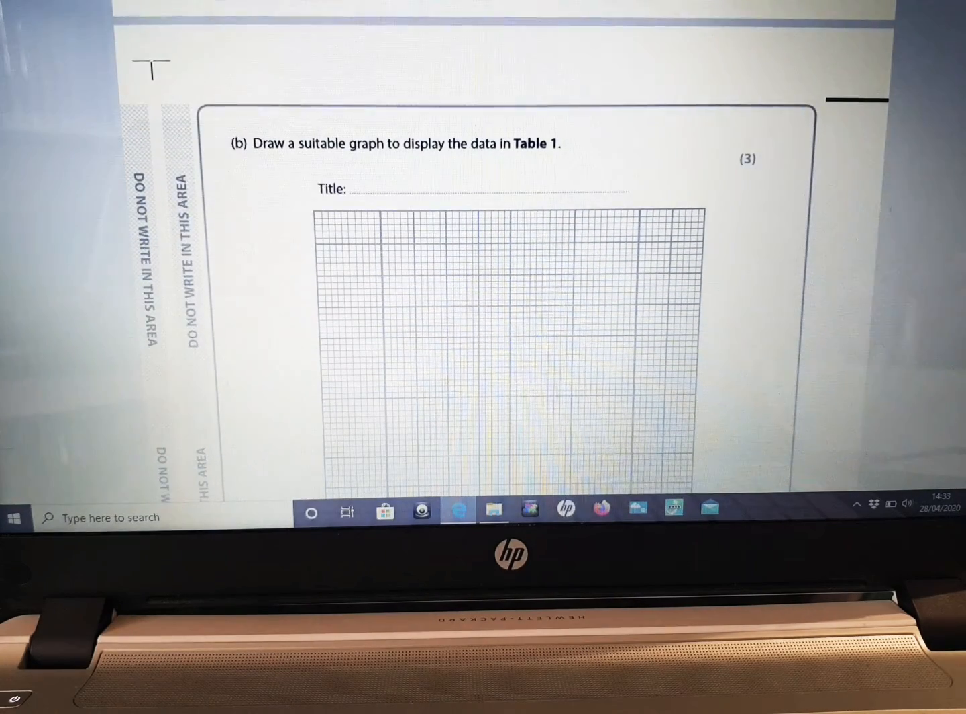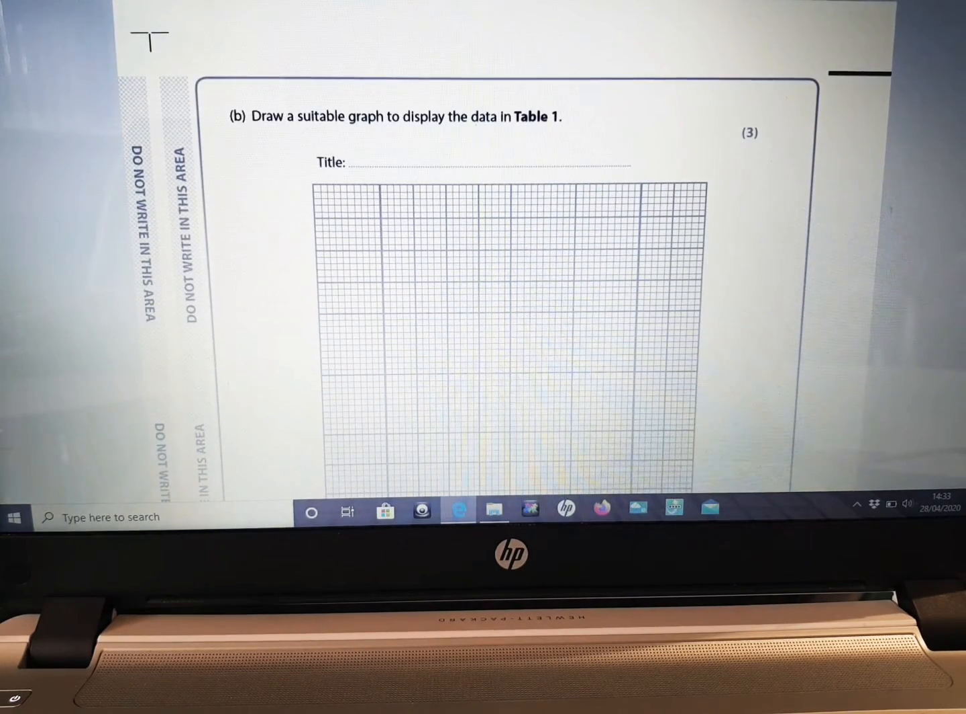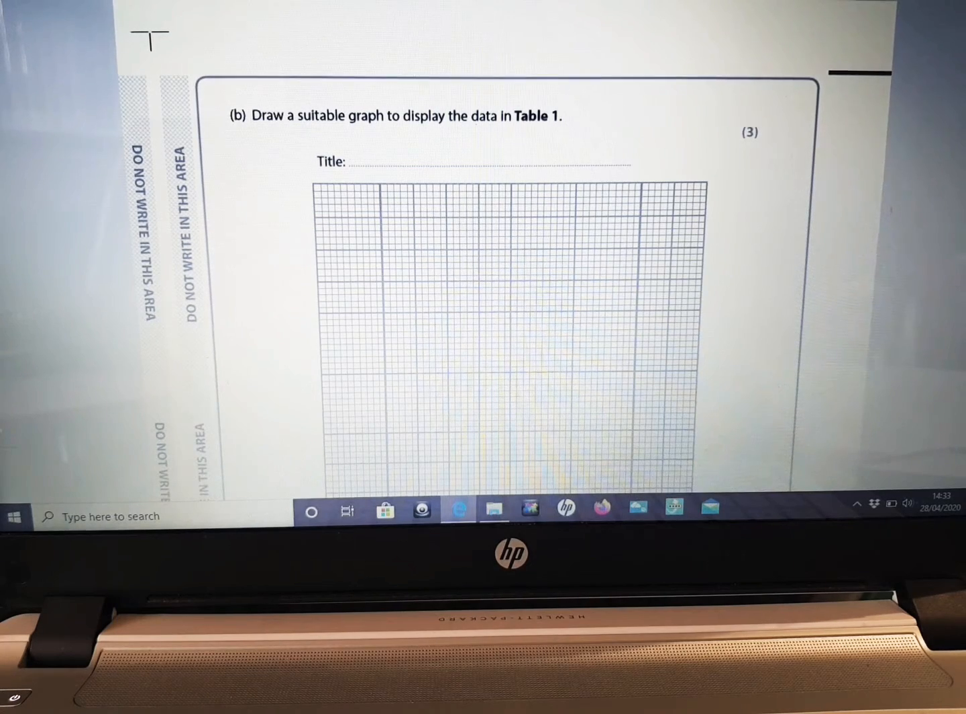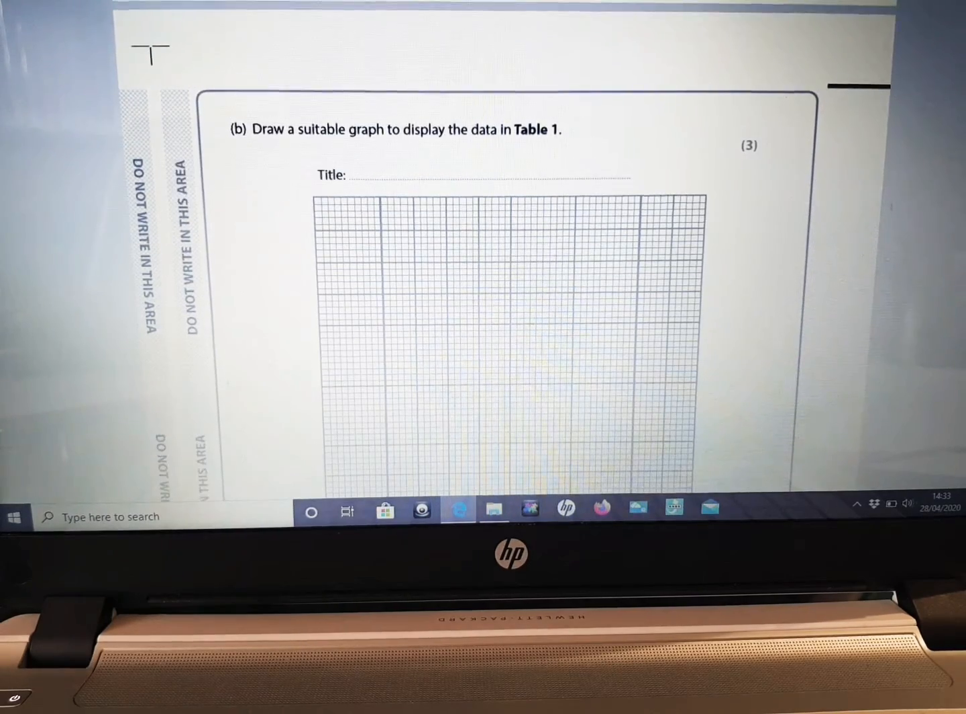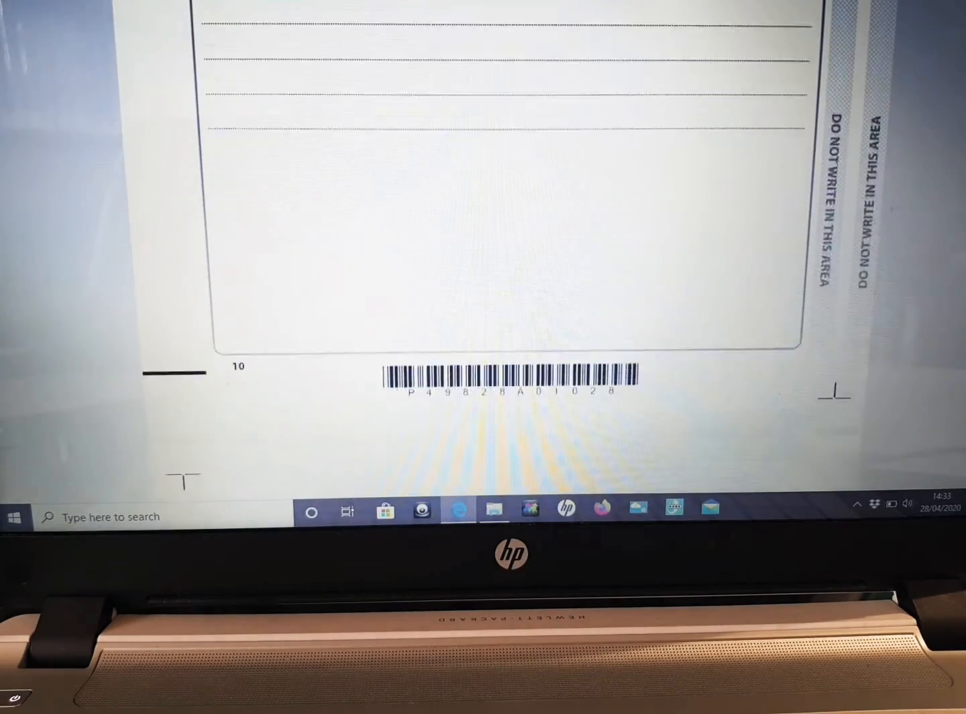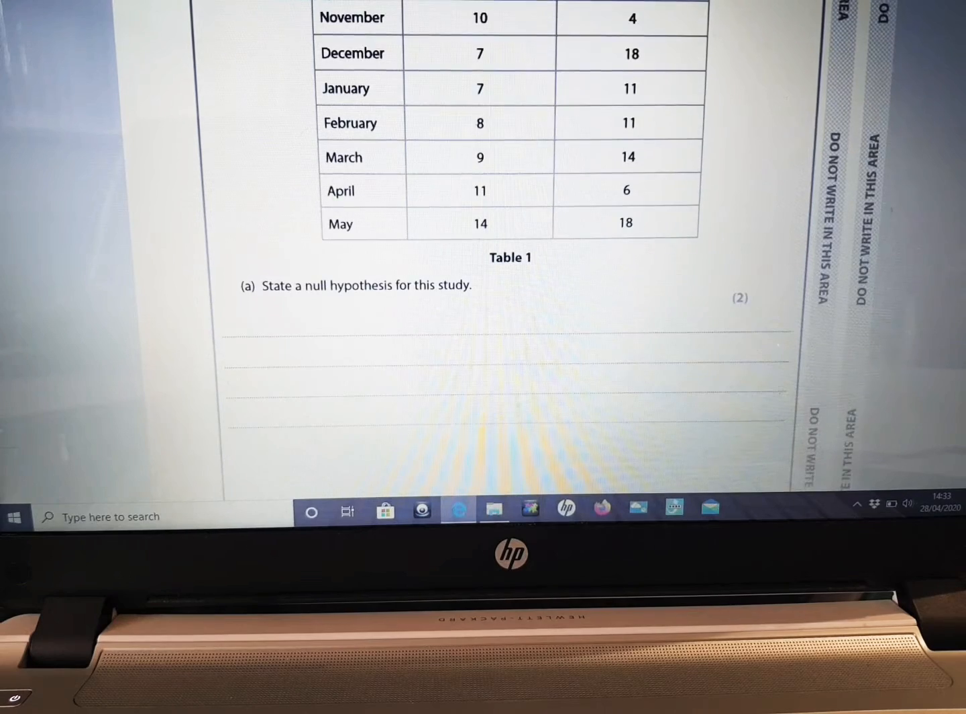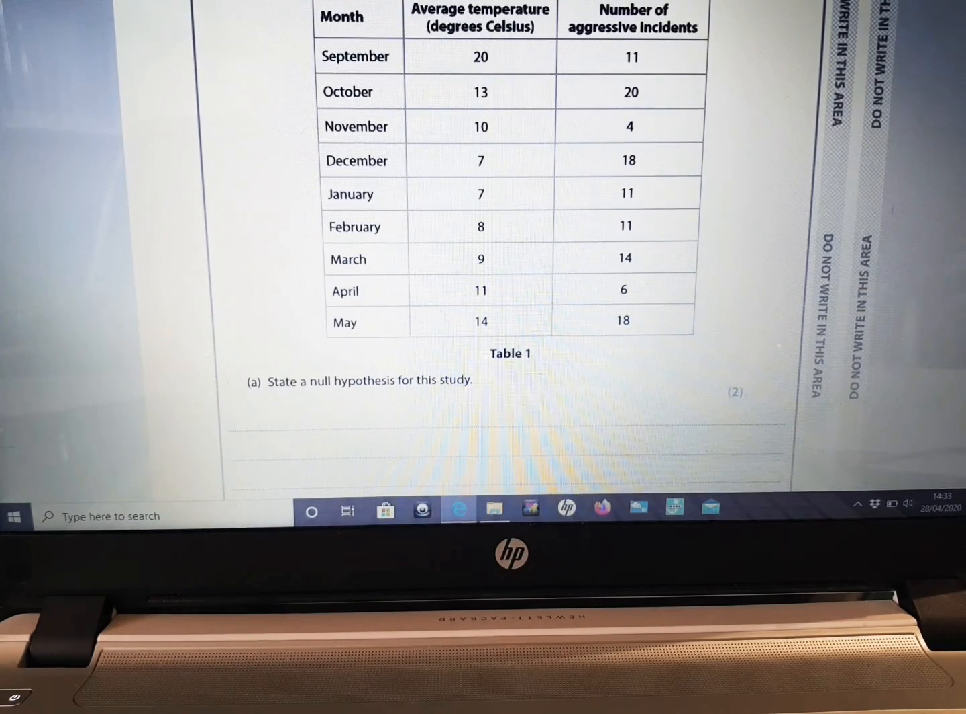And following on from that, it is asking you for part B to draw a suitable graph to display the data in table 1. Now, if you have a look at the data, if we scroll back and have a look at the data, we've obviously got 2 sets of data. So we've got the temperature and the number of aggressive incidents. So we are required here to draw a scatter graph.